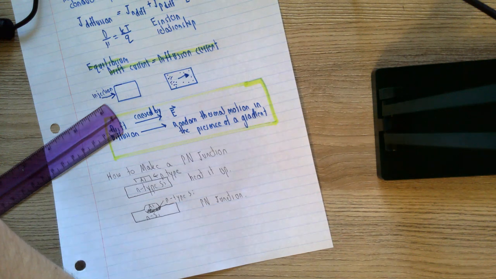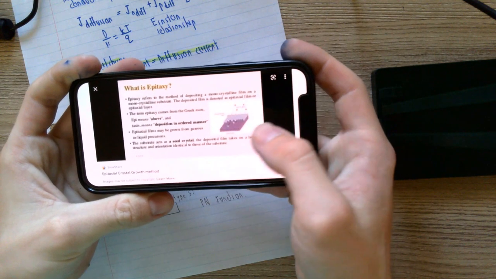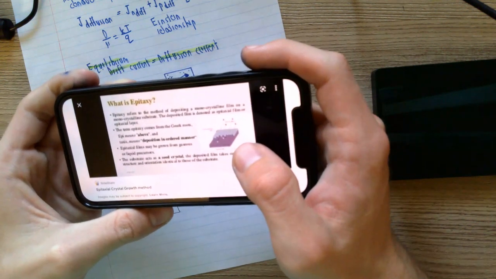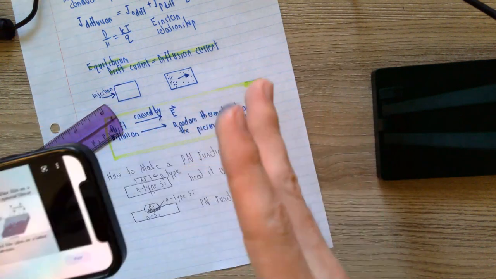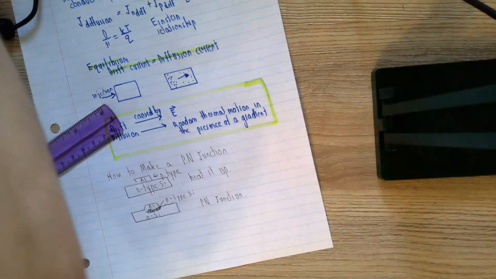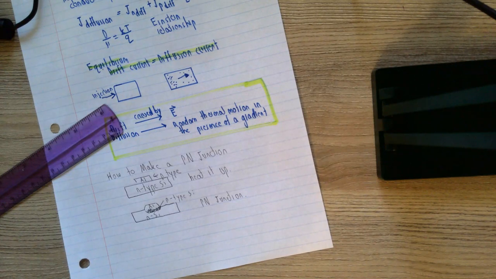Basically, something like this, it just shows you deposit one crystalline film on one crystalline substrate. Basically, it just means deposition, so you're depositing something above something else. That's the main thing I think to take away about what epitaxy means. Epi means above and taxy means depositing. So liquid phase epitaxy means you're going to deposit liquid on top of the material, and then vapor phase means you're going to deposit the vapor on top of the material.